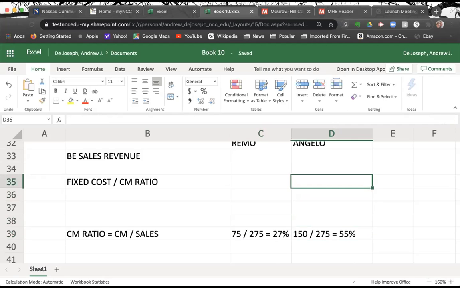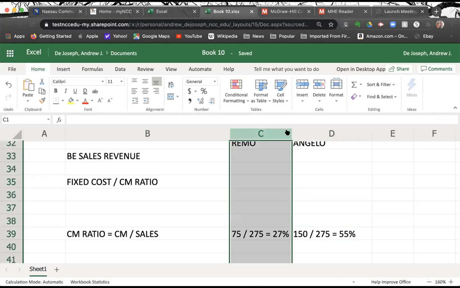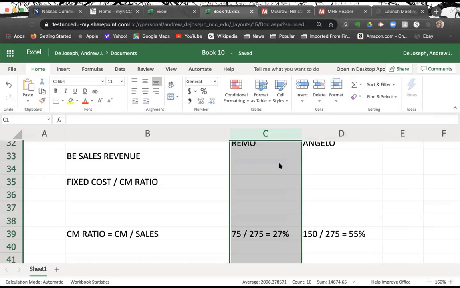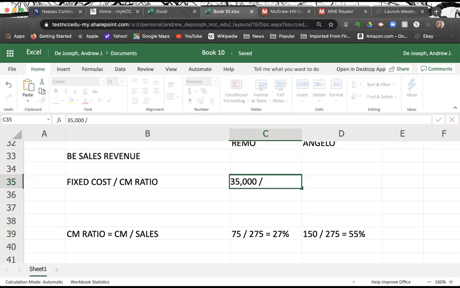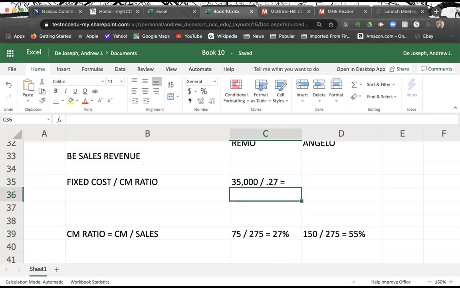So then if we come back here and we substitute numbers into the formula, fixed cost divided by contribution margin ratio, fixed cost for Remo is 35,000 divided by 0.27 or 27%, right? That is equal to $129,630. This company needs to have $129,630 of sales to break even.